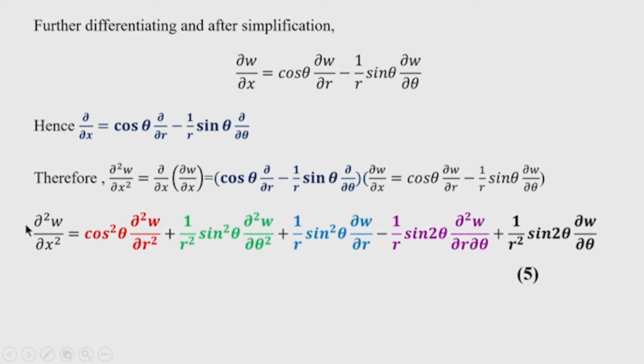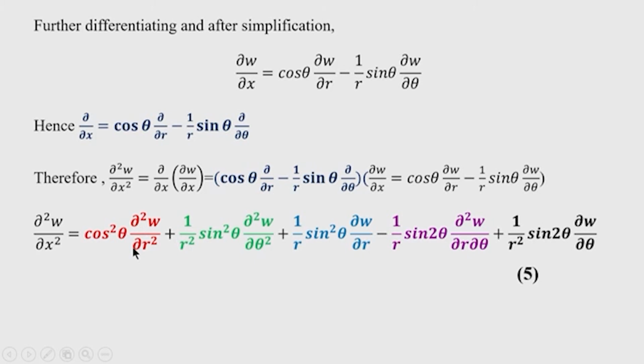Now, you can note here I have used different colors for different terms. I will explain what is the significance of that. You can see the second derivative of w is now expressed in terms of variables r and theta.